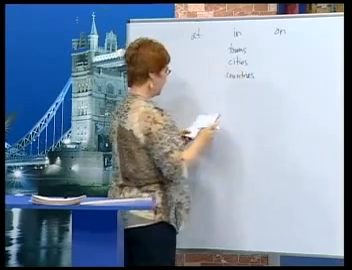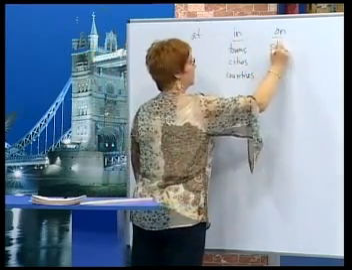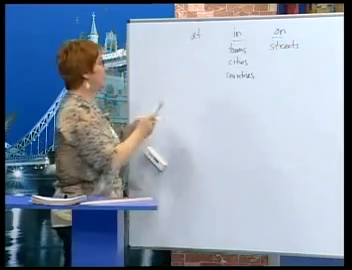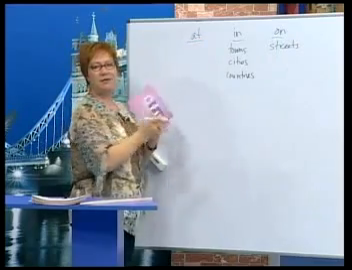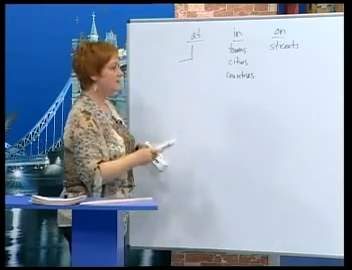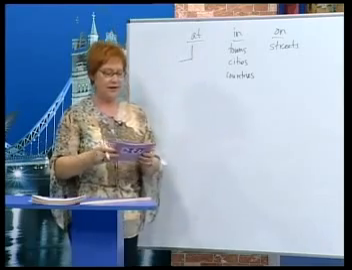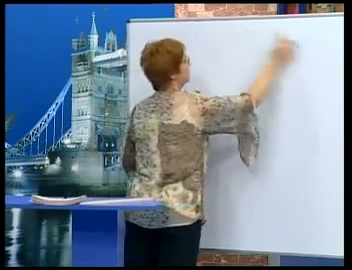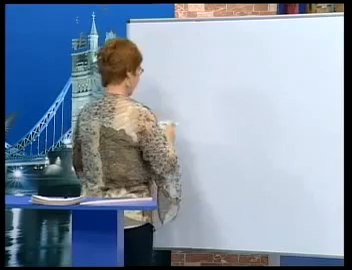Towns, cities, and countries. We use on for streets. Okay? And we use at for a special place where maybe two streets meet. Okay? Like a corner. Okay? So, in, on, and at. Now, let's look at some examples of sentences with these prepositions. Now, we're going to do in.